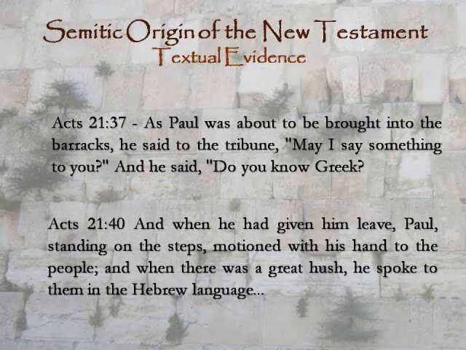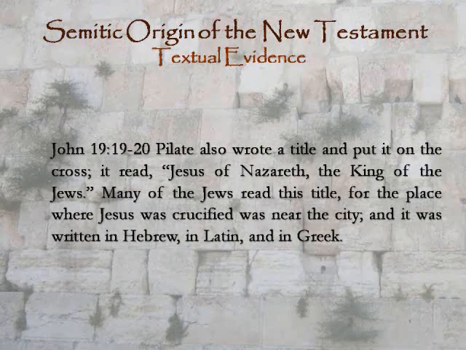That's in the Greek text. He was speaking Hebrew. John 19:19-20. Pilate also wrote a title and put it on the cross. Remember that sign that was put up there? It read, Yeshua, or Jesus of Nazareth, the King of the Jews. Many of the Jews read this title, for the place where Jesus was crucified was near the city, and it was written in Hebrew, Latin, and Greek.